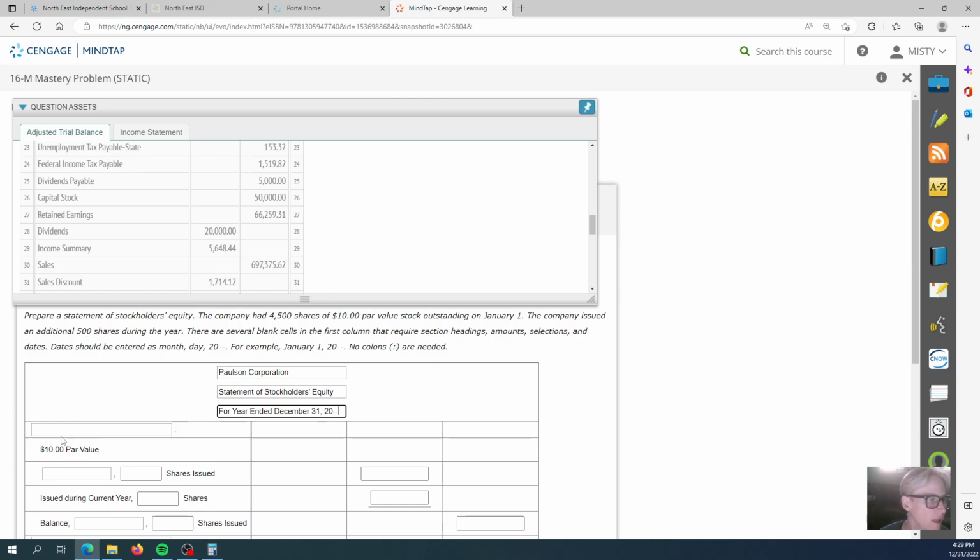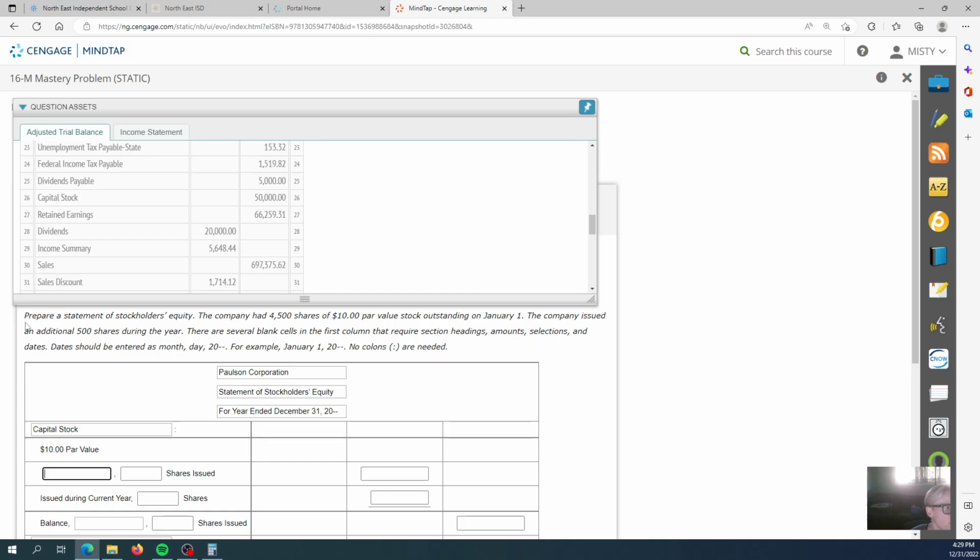All right. So what do we put for this first category? Capital stock, right? Okay. We know that our capital stock is $10 a share par value. Okay. And we're going to start off with the shares that were previously issued. So the shares from January 1st.